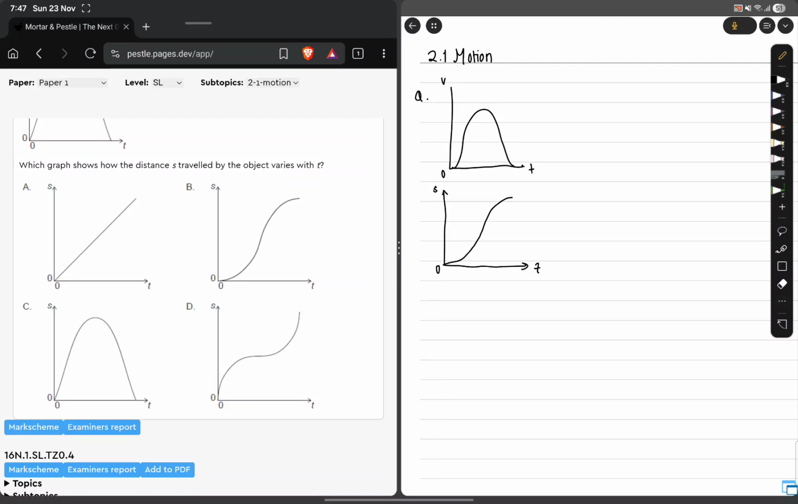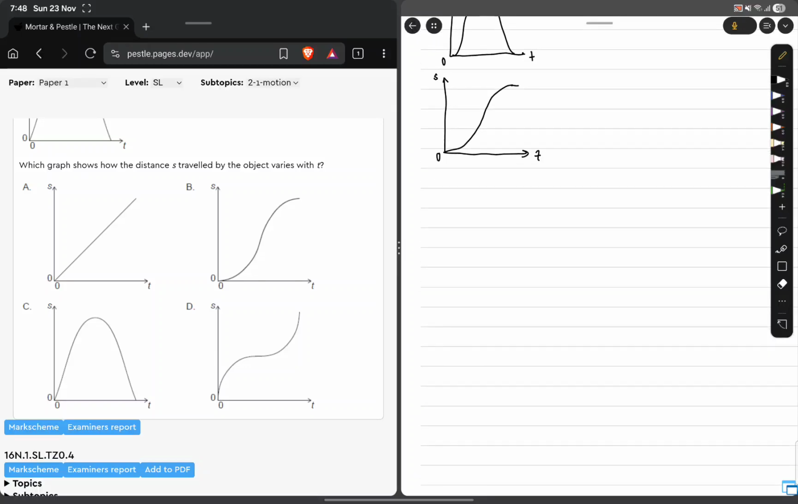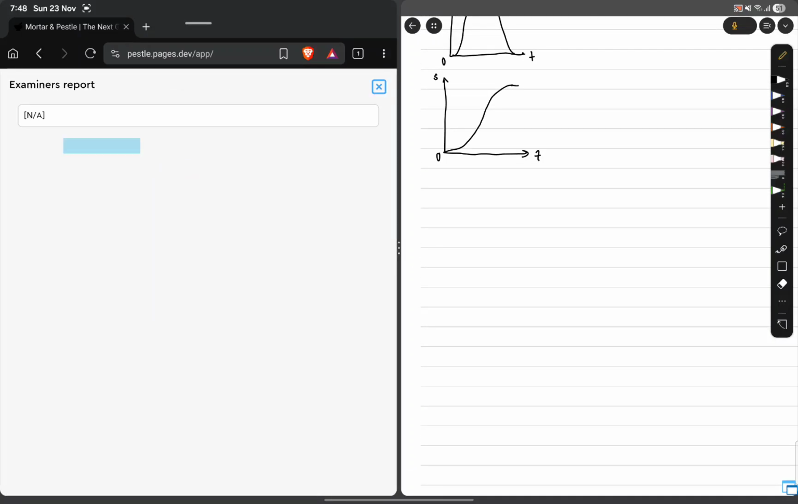Therefore, it also slows down. At the end, the ball slows down, so it can't be D either, because that means it's speeding up. It doesn't suddenly start going here and then just drop straight down. That's not possible. So it can't be C because it's going down, and it can't be A because that's linear, and that doesn't work. So it's B. Let's see if there's an examiner's report.